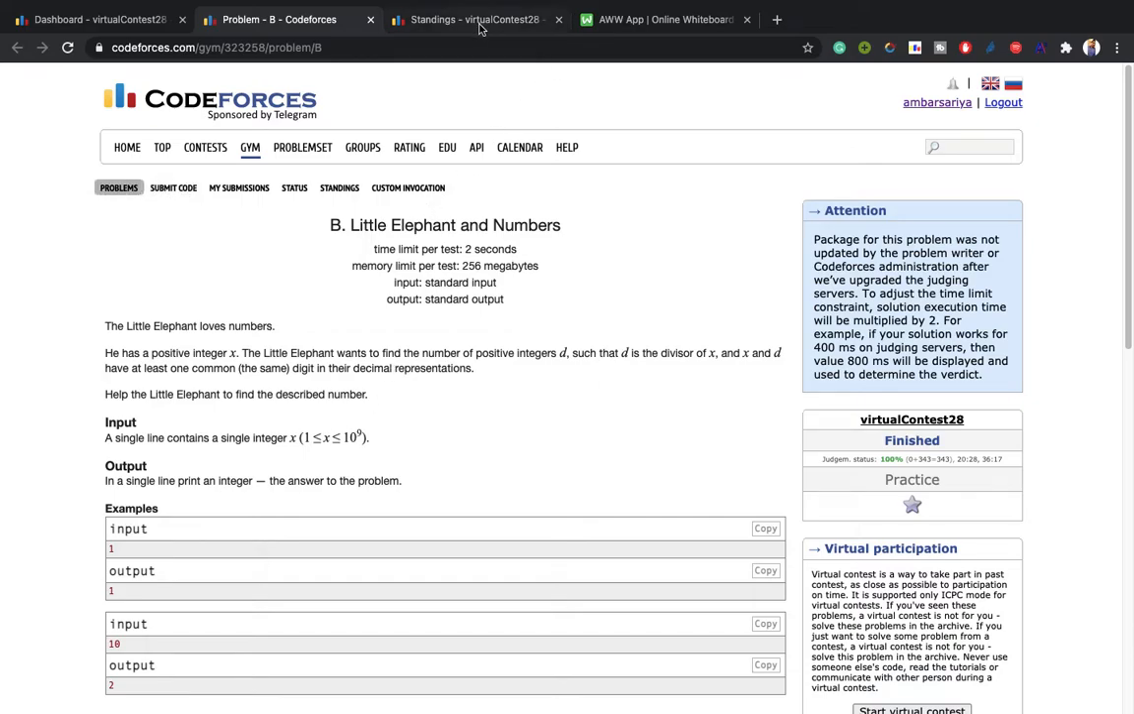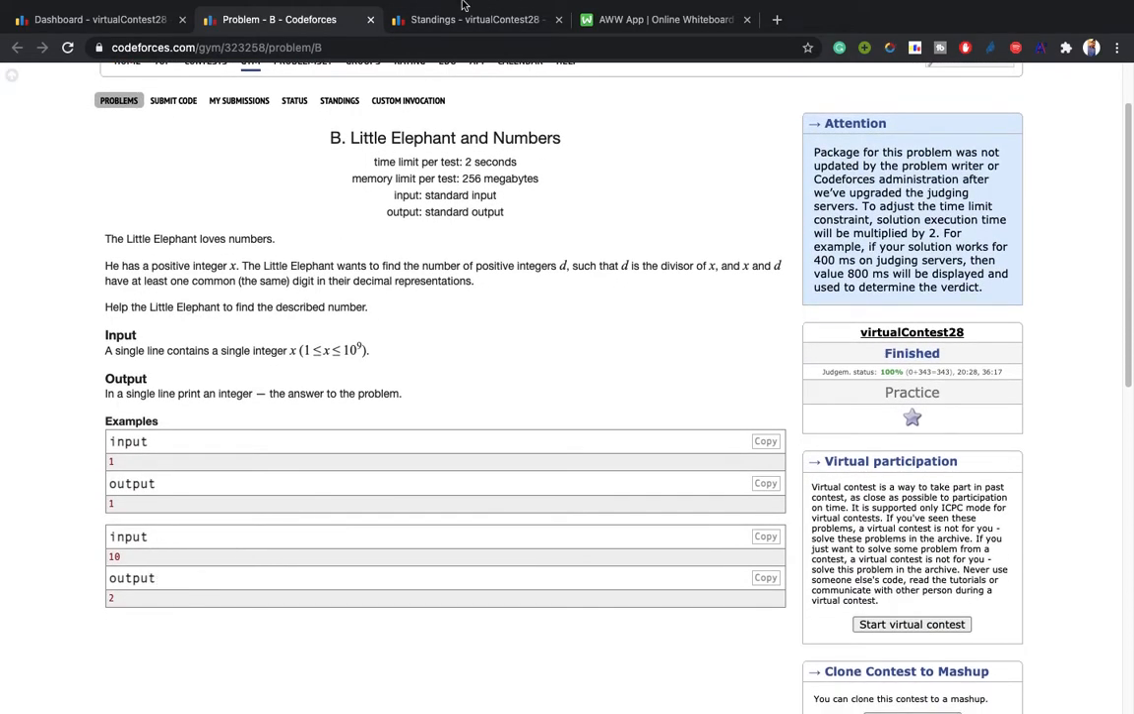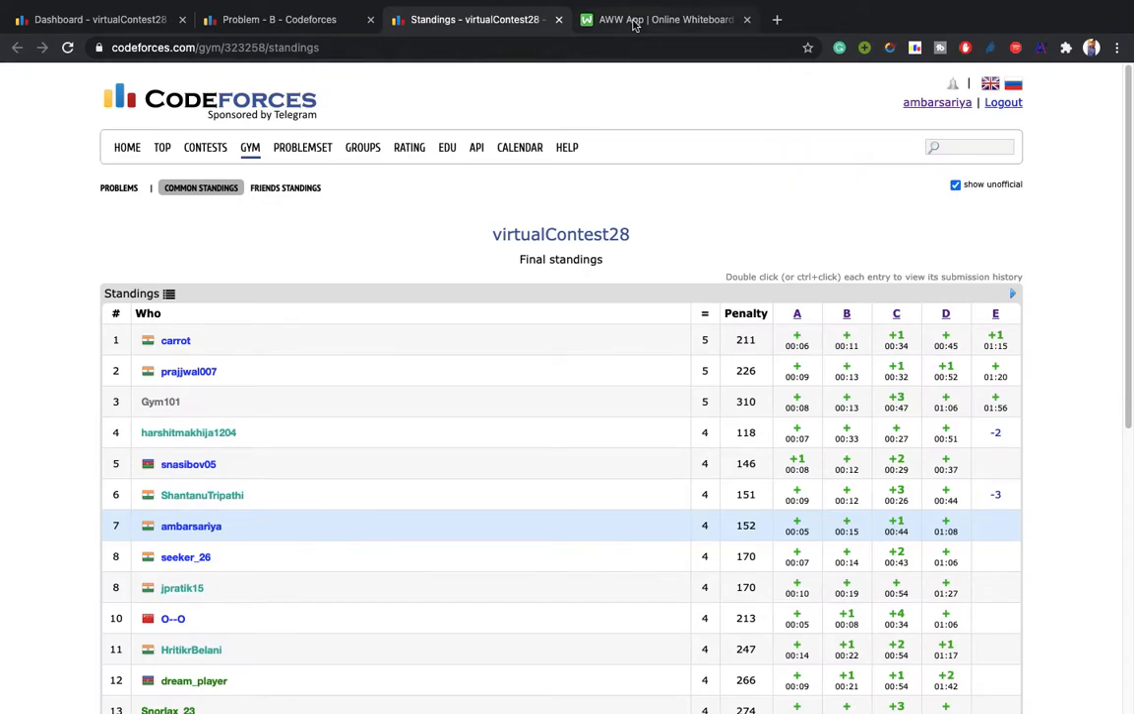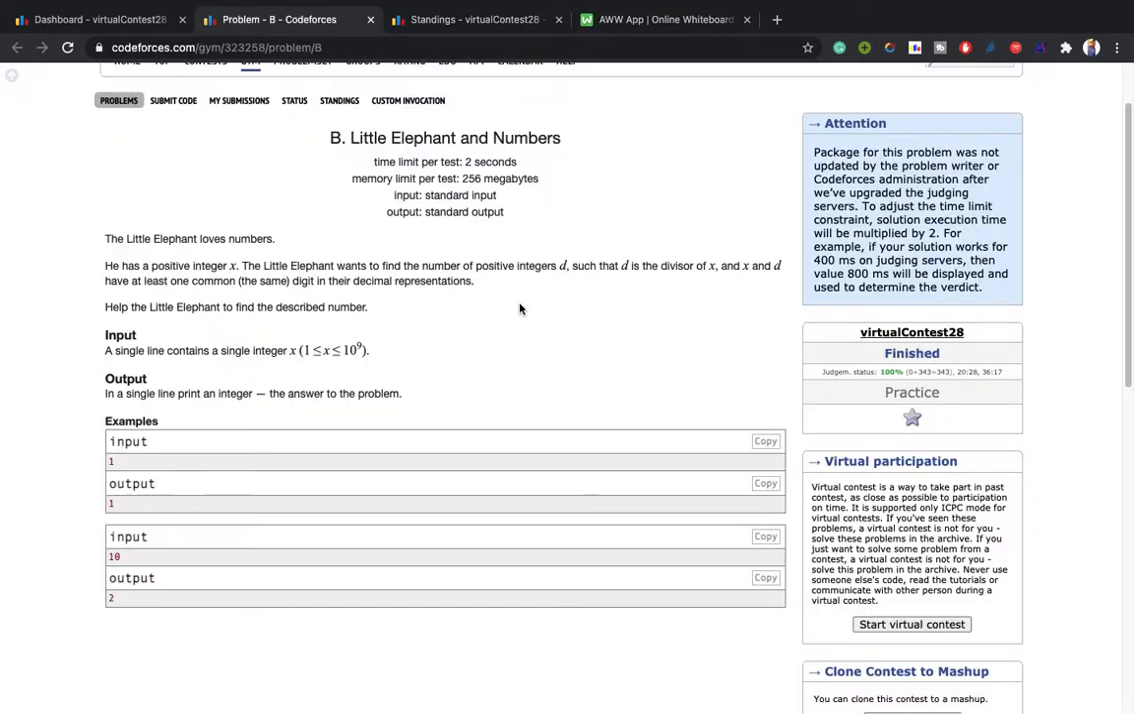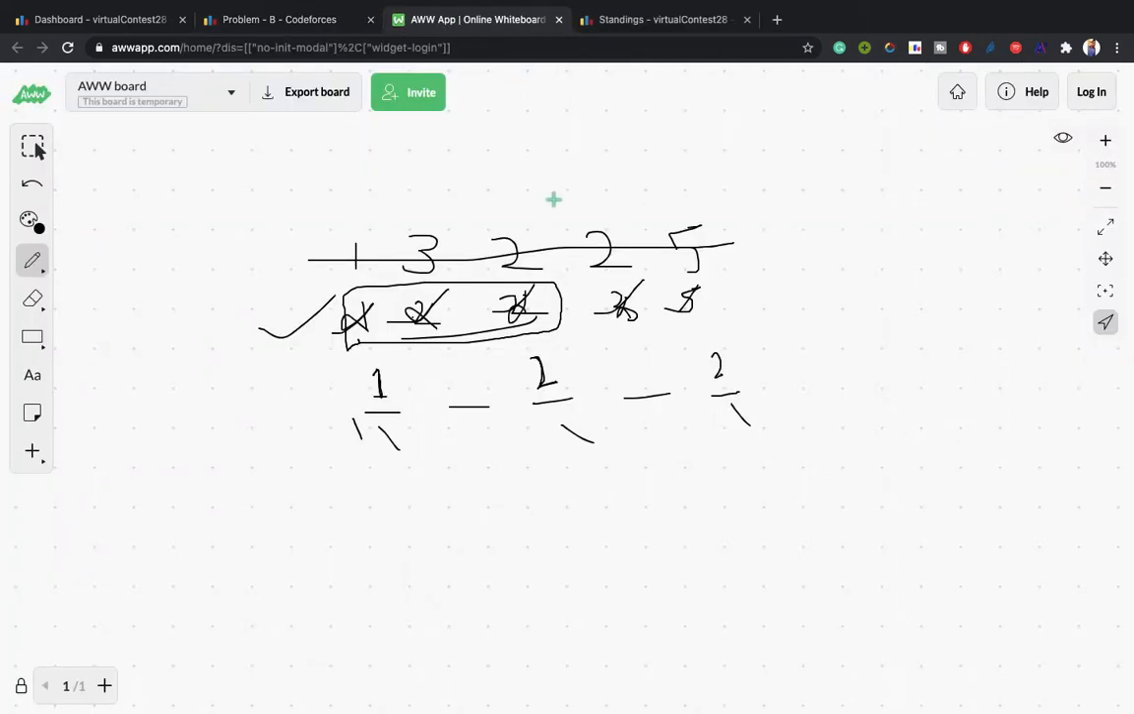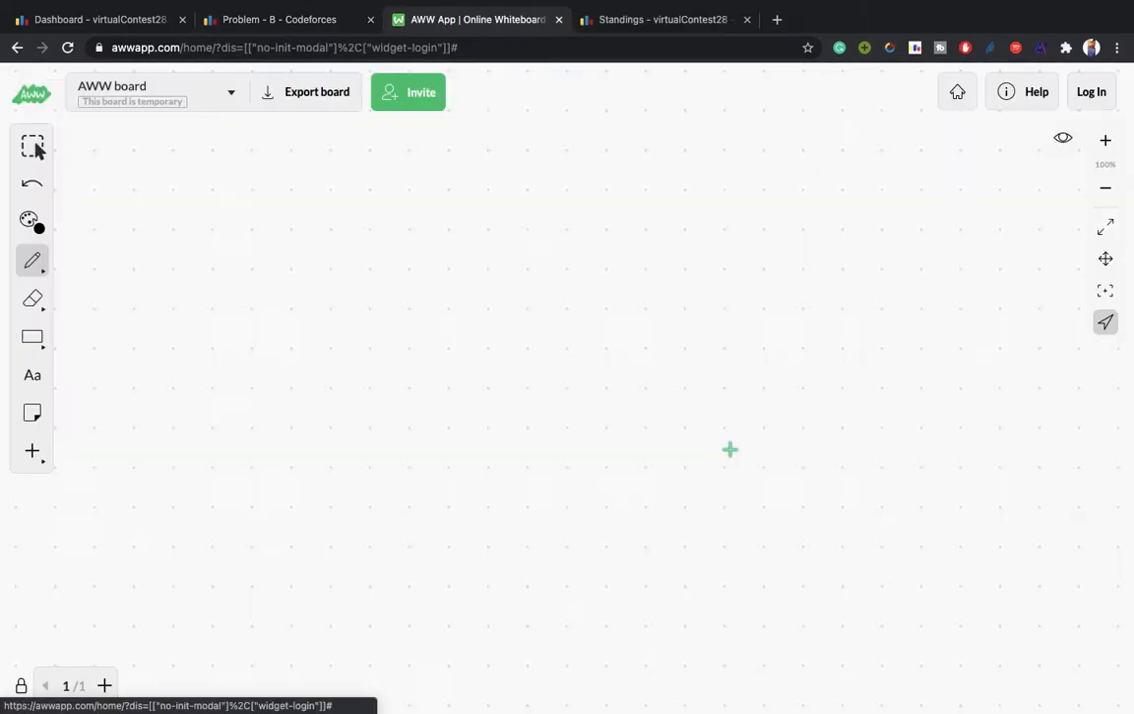Like here we have 10. We have to find the number of d's. In the first example I have 10. So how many divisors of 10? 1, 2, 5.